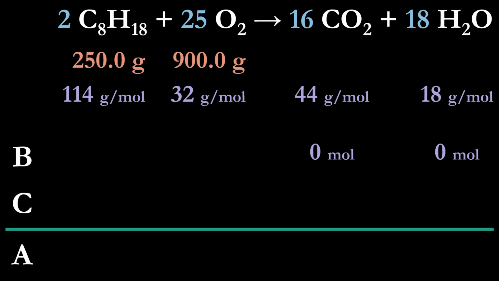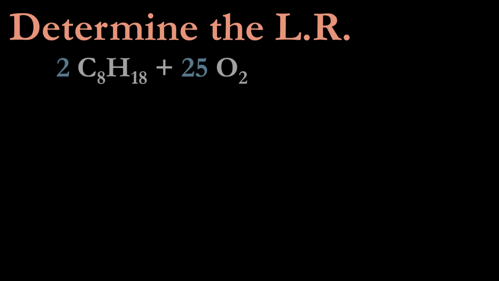The next step is to insert those two numbers into the table in our B row. So here they are. The next part of the process is to determine the limiting reagent. This is the trickiest part of the whole process. So there are numerous ways you can do this.